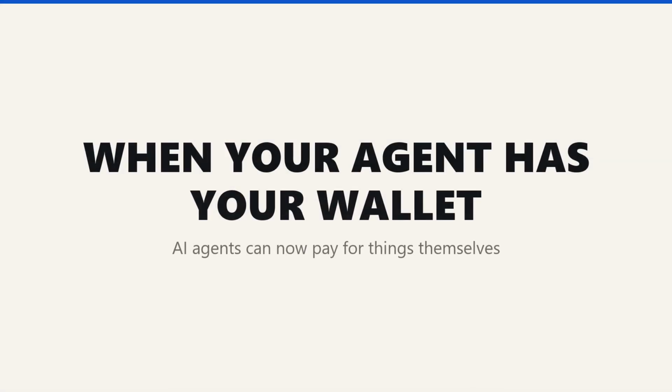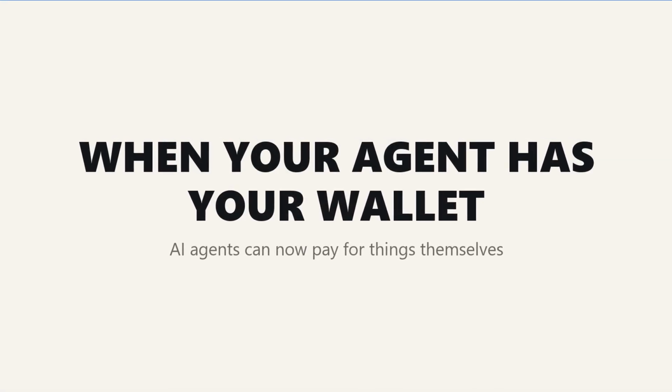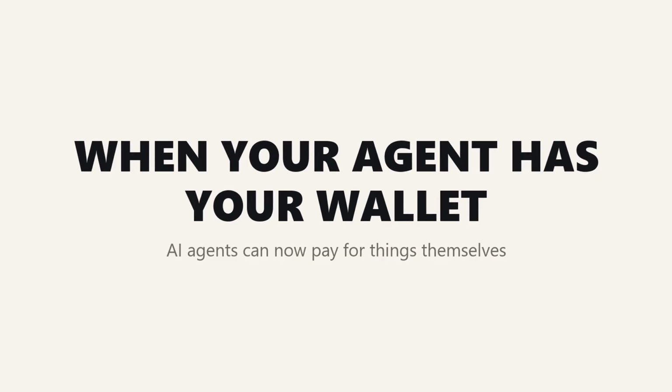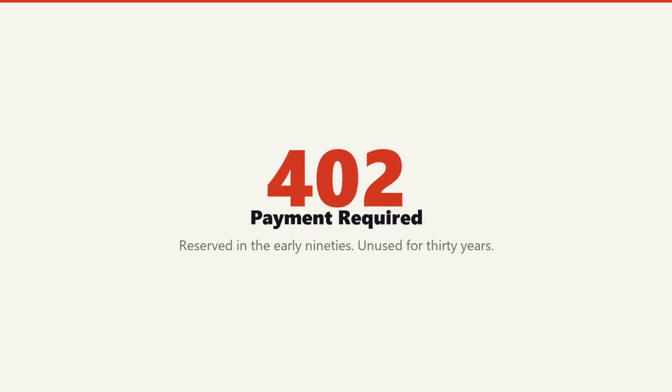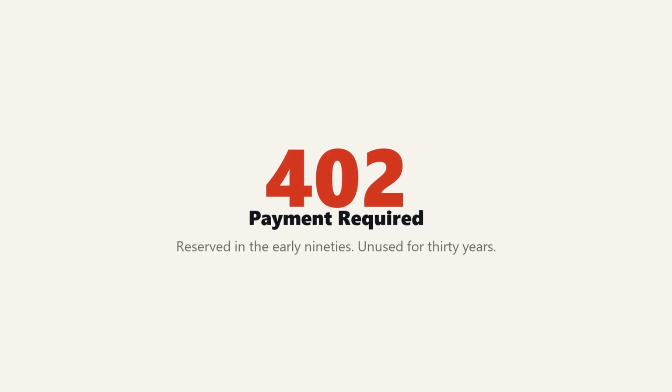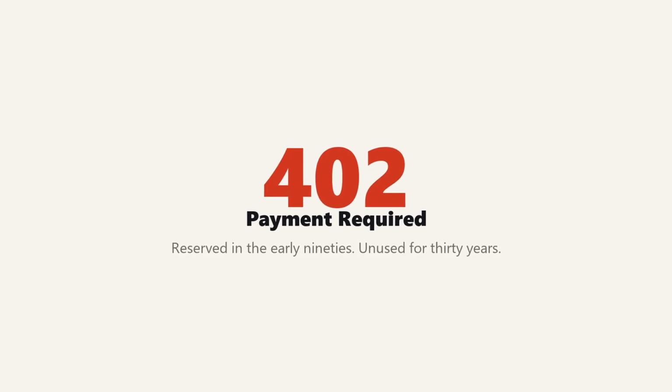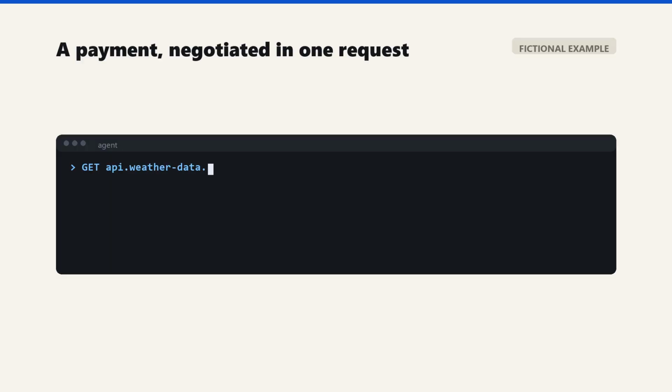There's a status code in the web's plumbing that has been sitting unused for about 30 years. 402. Payment required. Someone reserved it in the early 90s for a future where the web could charge for things directly. And then that future did not arrive, because there was no way to move a tenth of a cent without the fee costing more than the payment. That code is now live.